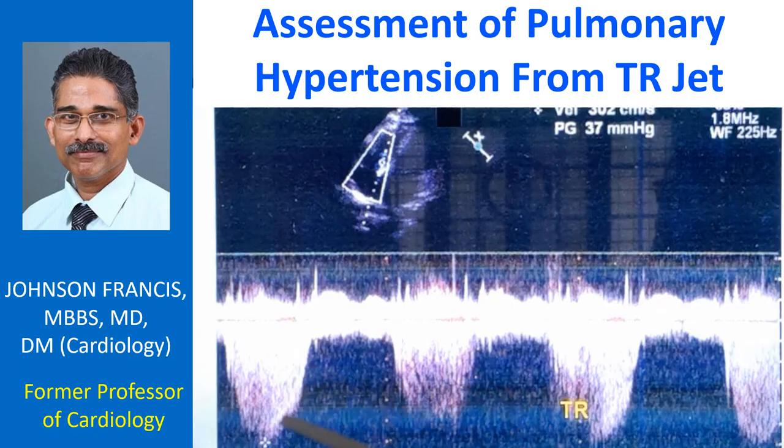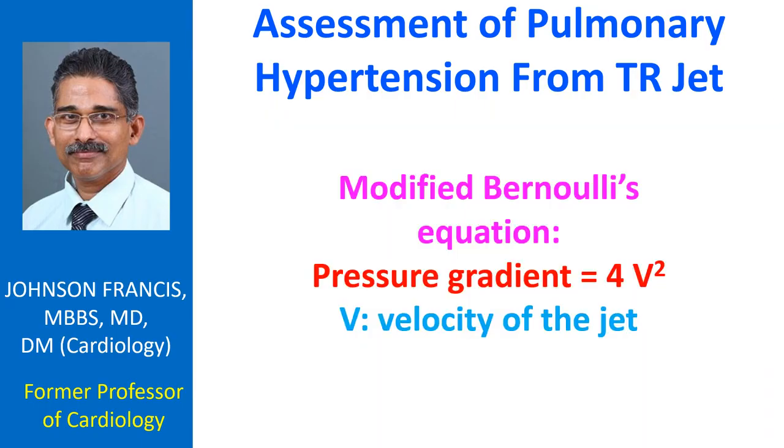And you calculate the gradient from the velocity. Peak velocity is calculated here as 302 centimeters per second, and the corresponding gradient has been calculated by the machine as 37 millimeters of mercury. Calculation of gradient is based on the modified Bernoulli's equation. Pressure gradient is equal to 4v squared, where v is the velocity.